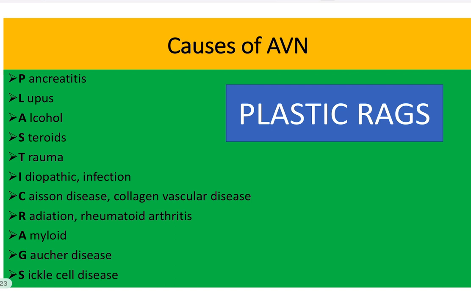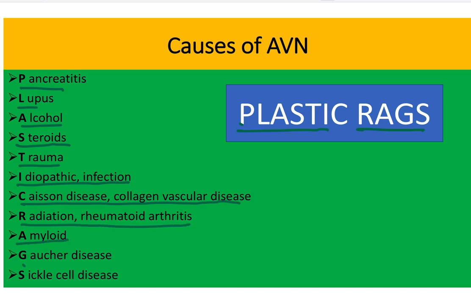These are the causes of avascular necrosis. This is the mnemonic, PLASTIC RAGS, and through this mnemonic we can easily remember all the causes. P for pancreatitis, L for lupus, A for alcohol, S for steroid, T for trauma, I for idiopathic and infection, C for Caisson disease and collagen vascular disease, R for radiation and rheumatoid arthritis, A for amyloid, G for Gaucher's disease, and S for sickle cell disease.